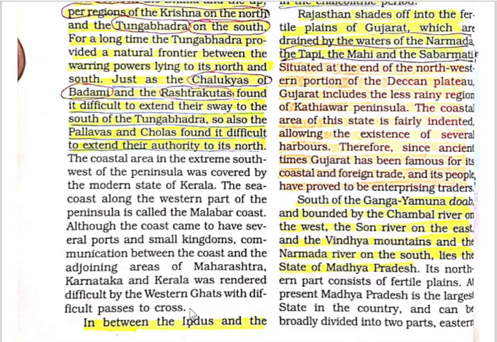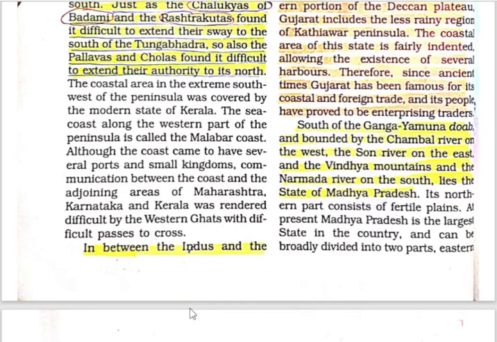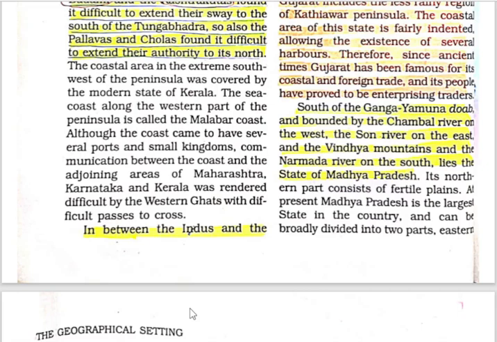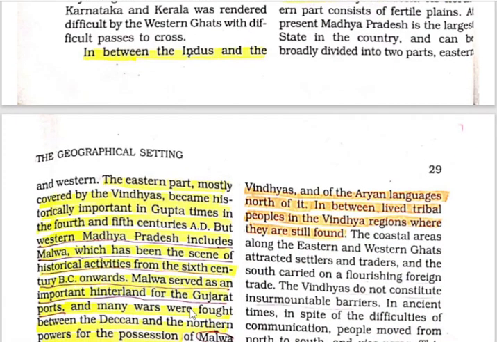So south of the Ganga Yamuna Doab and bounded by the Chambal River on the west. Now see, we are talking about the state of Madhya Pradesh here, which is located south of the Ganga Yamuna Doab and bounded by Chambal River on the west. The Son River is on its east, and the Vindhya Mountains and the Narmada river are on its south. Okay, so this is the state of Madhya Pradesh.